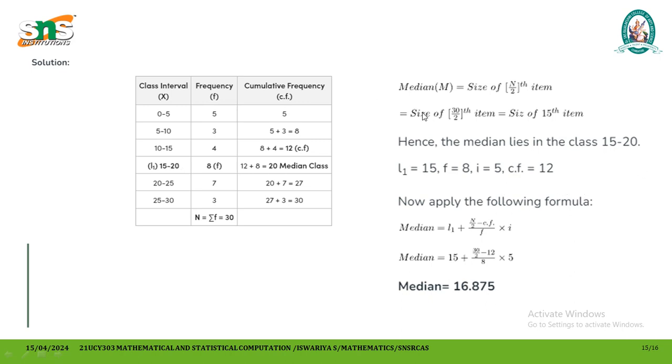After that we have to find the cumulative frequency C. One row above the median class, we find the cumulative frequency, which is 12. So now we have obtained all the terms I need for this formula. So we substitute all the terms in the formula. After the simple calculation, I obtained the median as 16.875. Thank you.